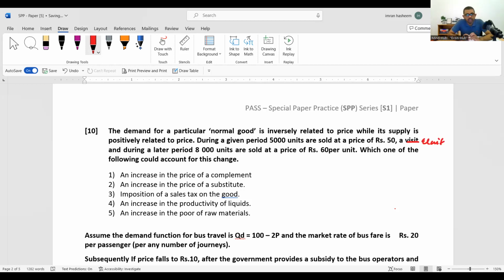And during a later period, another period, 8,000 units are sold at a price of rupees 60 per unit. Right? Which one of the following could account for this change? Whatever has happened here.